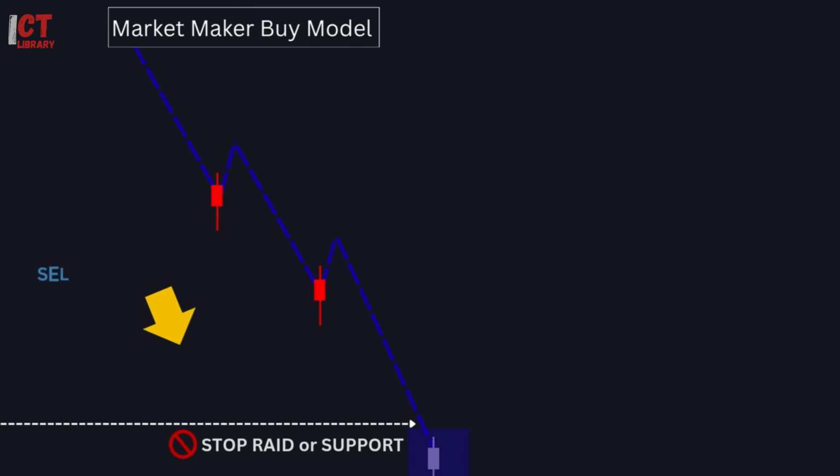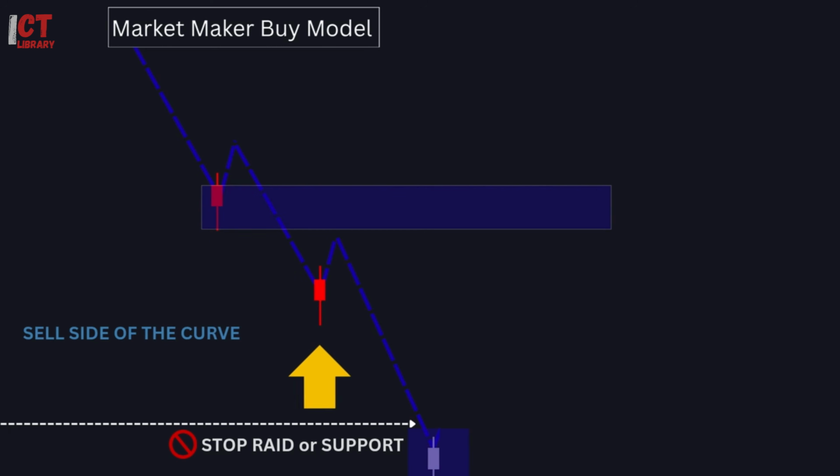This is happening during the sell side of the curve. Now watch what price does next. The market continues making lower lows. But every time a short-term rally occurs, we identify another down candle before the move higher. Those are bullish order blocks forming during the decline. And this is the foundation of the market maker buy model.